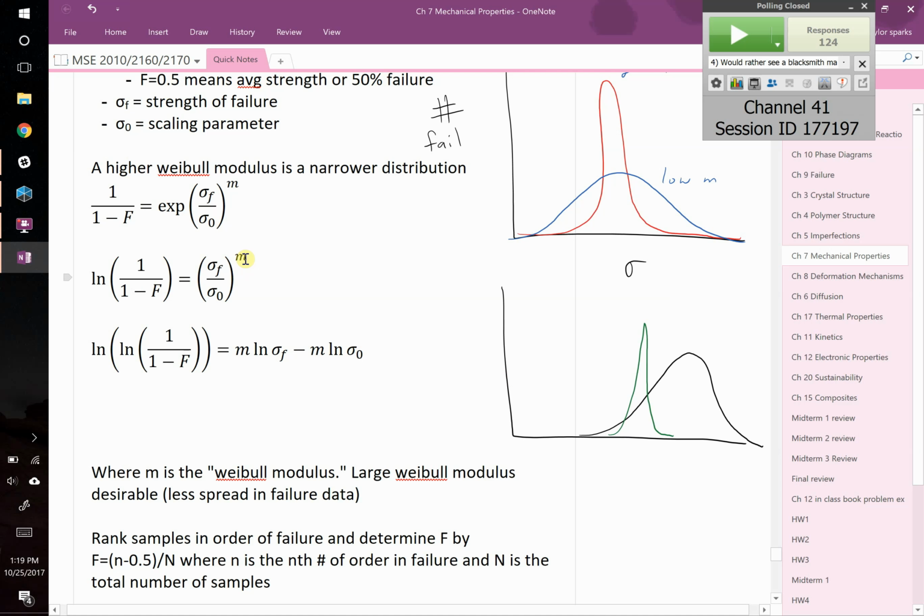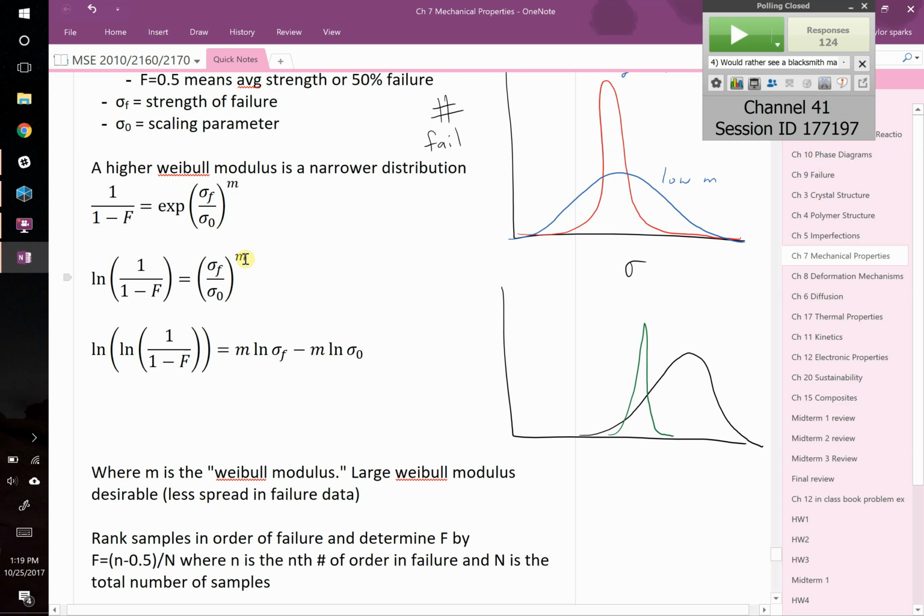Yeah, so what we're looking for in this expression in our Weibull modulus is sigma f, right? Ultimately, we want to get to sigma f, which is the failure stress. That corresponds to some sort of failure rate, right? So we need to solve for sigma f eventually.